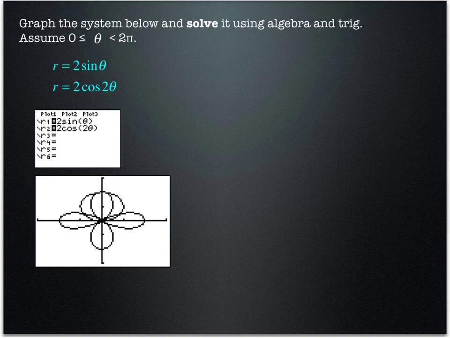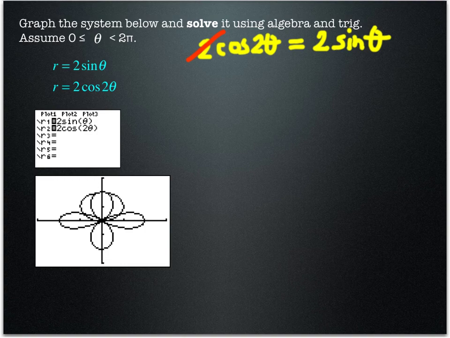I'm going to try doing a little algebra here, and the algebra would be to say that 2 cosine 2 theta equals 2 sine of theta. Because if we want to find where they intersect, we might as well just set them equal to one another. Now, a little troublesome here because I have 2 different trig functions. Maybe I can help myself out right away, though, and cancel out these 2's. I can divide by 2 both sides, and that'll be helpful. So those are gone.